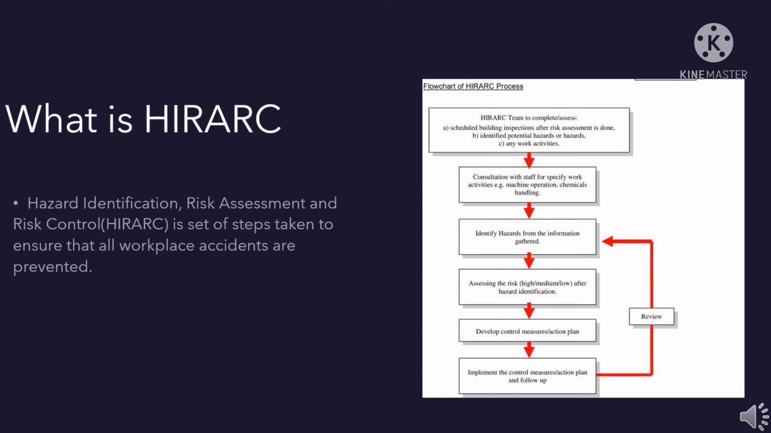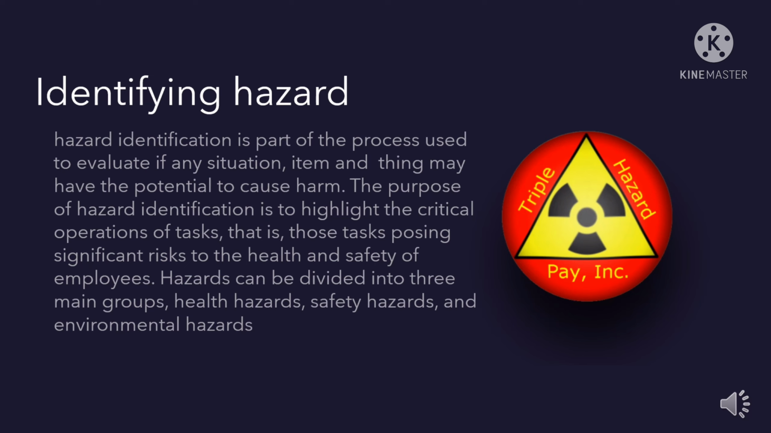So what is HIRARC, or Hazard Identification, Risk Assessment and Risk Control? It is a set of steps taken to ensure that all workplace accidents are prevented for the workers and the users of that premises. The first step of using HIRARC is identifying the hazard. Hazard identification is a part of the process used to evaluate if any situation, item, or thing might have the potential to cause harm.